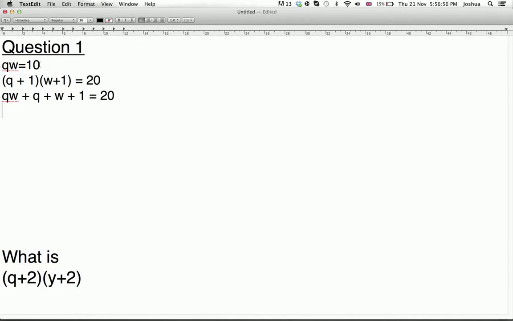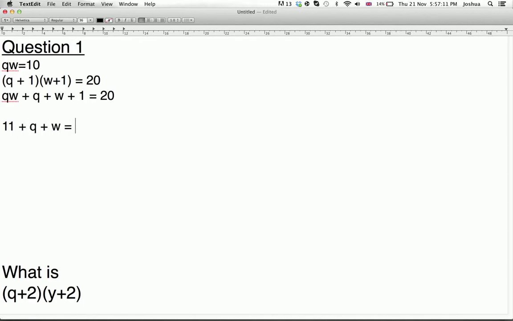Now let's get something more. We can substitute this into this equation. So you know that QW is 10, and then you see this plus 1 over this, that's basically 11 plus Q plus W equals 20. This can cancel out to 9. So Q plus W equals 9. I hope I did that right, so let me go through it again. QW is 10, plus 1, equals 20. Good. Looks right to me.